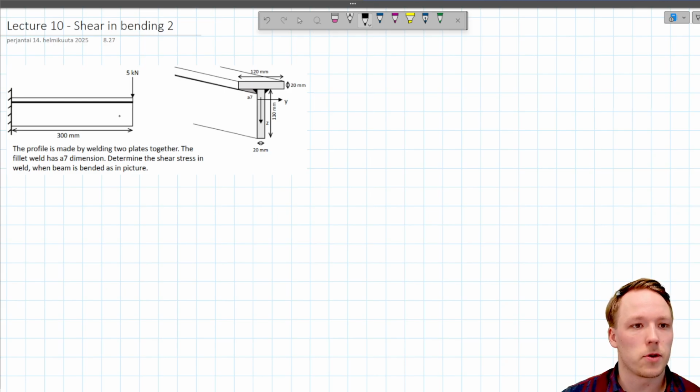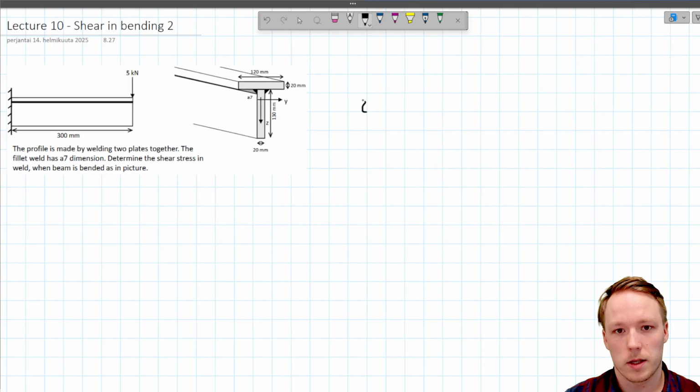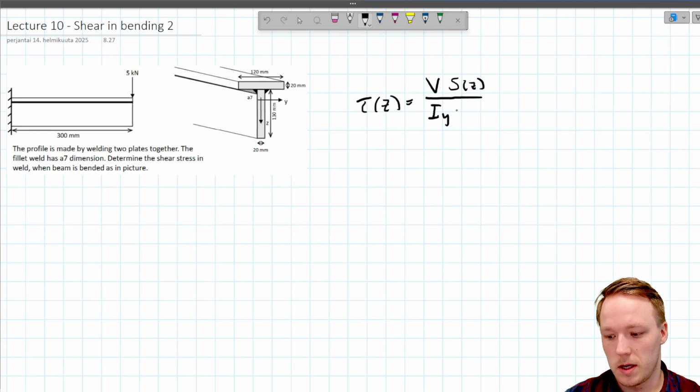The first thing we do is bring in the equation which we are going to use for this task. Tau z is V, which is the internal shear force, times S as a function of Z, divided by the second moment of inertia in bending multiplied by the B at location Z.